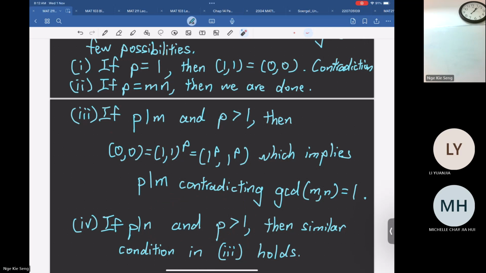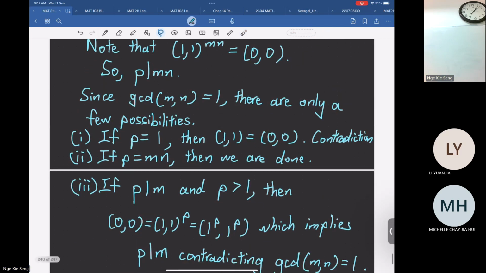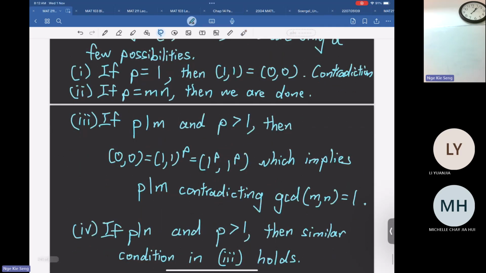Yeah, I think we should, let me see. So I think this P should be less than MN as well.